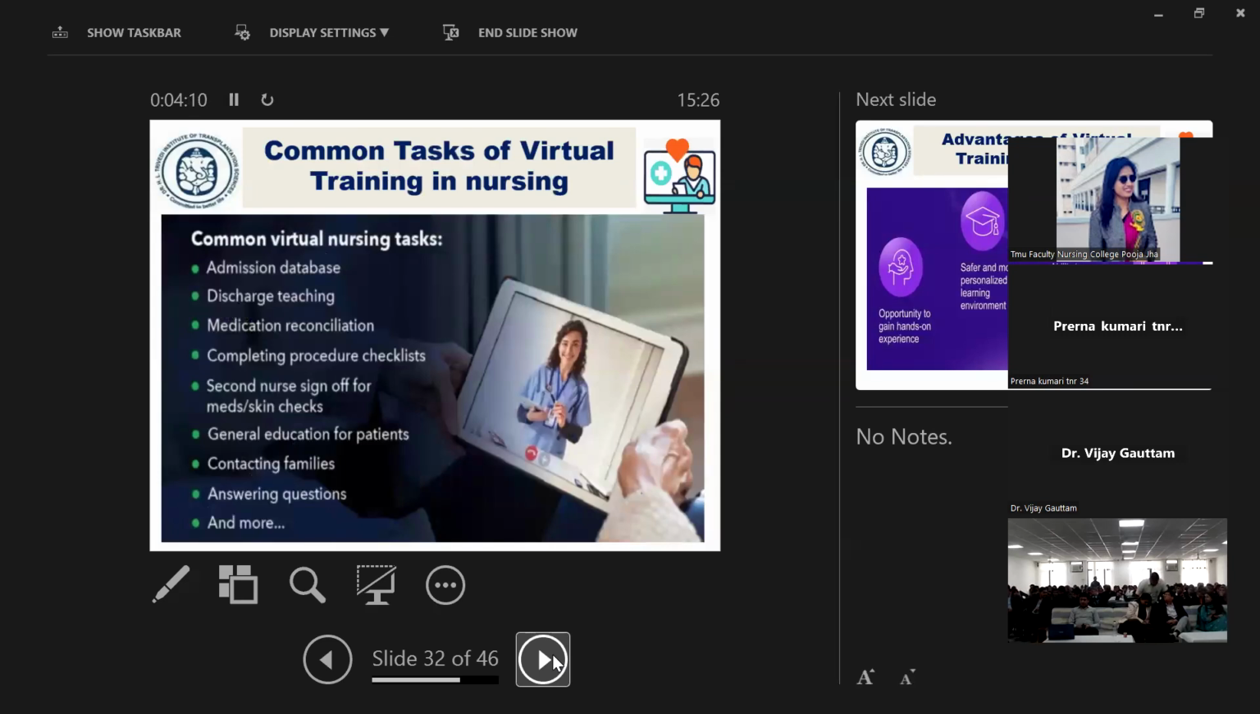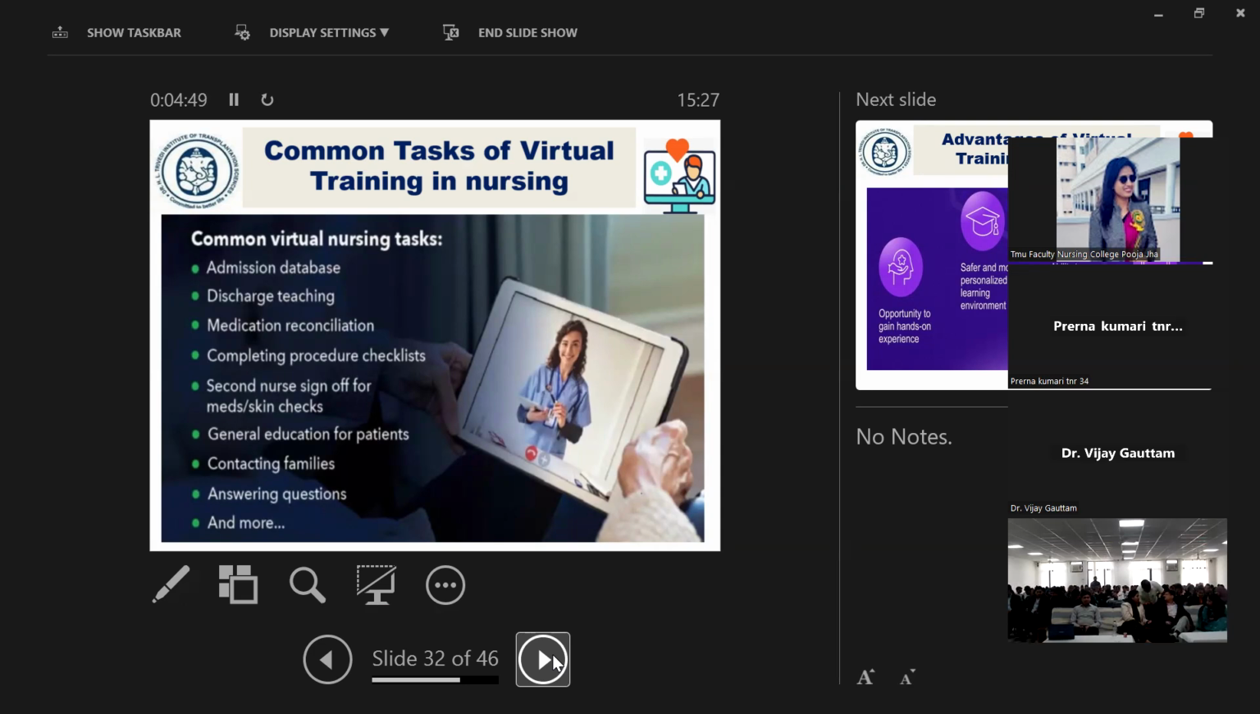Here are the common virtual nursing tasks that can be performed through virtual training programs, like admission database, how to take the admission to the hospital or community centers. Discharge teaching, we can make it through virtual training programs, teaching patients after their surgeries and after the discharge, particularly in hospitals or community health centers. Medication reconciliation and completing the procedures checklist. We can make the checklist easily in virtual training programs, so that students or patients can complete it.